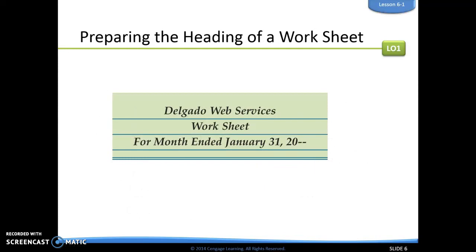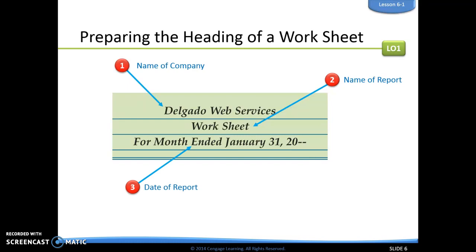First thing that we need to do then for a worksheet is we need to have a heading. A heading on all of our financial statements or reports is always going to answer the three questions of who, what, and when. So our who is the name of the company. Our what is what kind of report it is. Here we're creating a worksheet. And then our when is the date of the report. Now for this case, we are showing what happens over a period of time. So we are going to say 4 months ended January 31st, 20, whatever year it is.